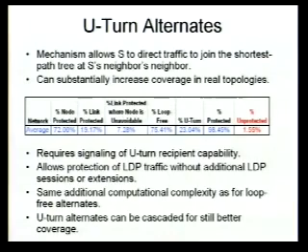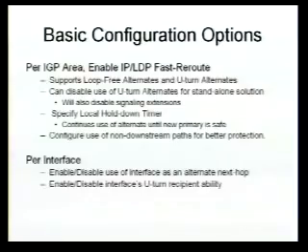And if you wanted to, you could cascade the U-turn alternates to get better coverage. It's, again, a cost benefit trade-off. How much extra complexity do you add in order to get the extra percentages of coverage?